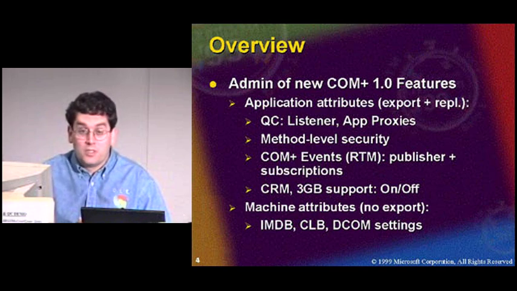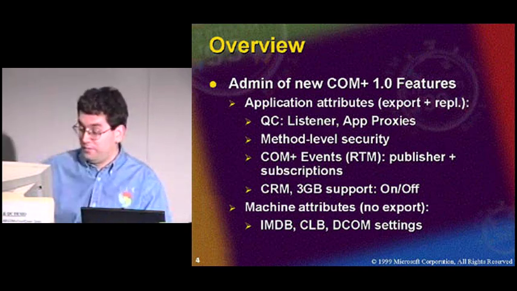The CRM, 3 GB support for x86 machines and other machines. These are attributes that are not exposed. And there are also machine level attributes that do not get exported, but they do get replicated. Most of them get replicated. IMDB is one of these machine level features. DCOM settings, and we have component load balancing as well. That's a machine-wide setting primarily.